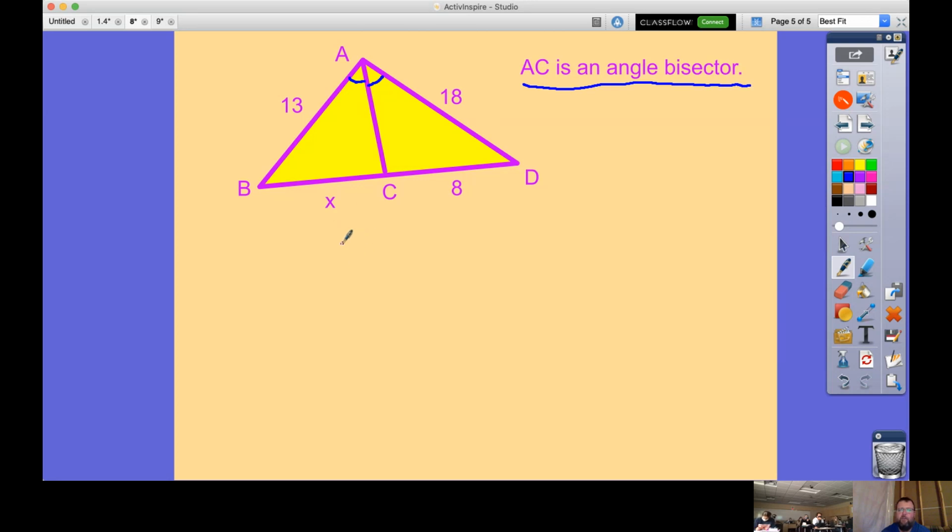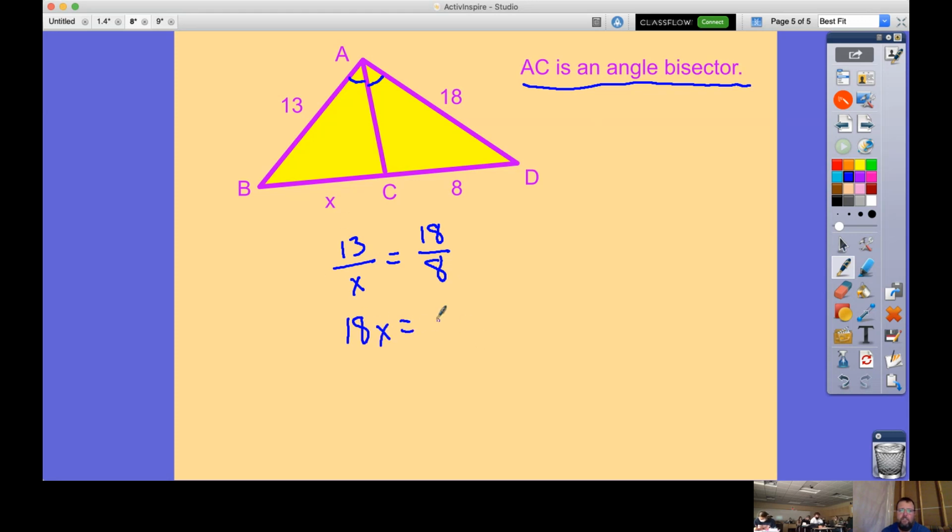All right, and that proportion is simply the left side over the bottom equals the right side over the bottom. That's a rule that you can just trust. Every time that you have an angle bisector, you can set up this proportion here. So then we just cross multiply this and solve it.